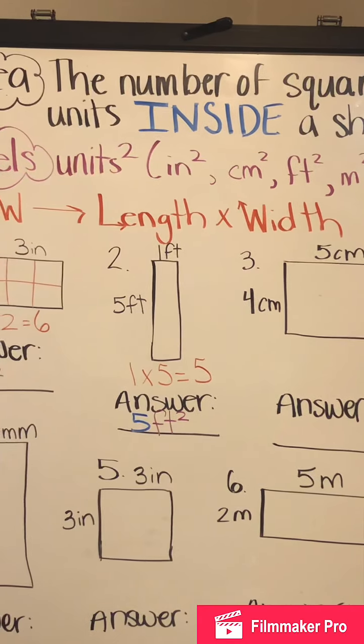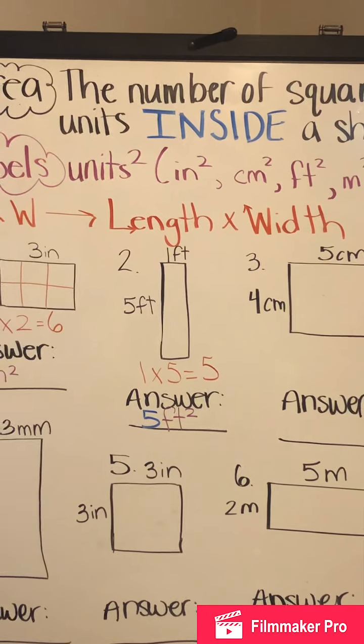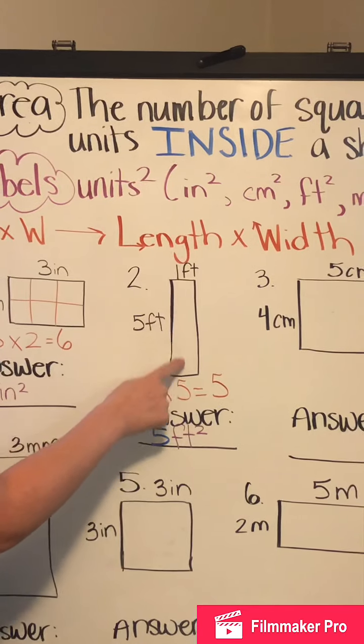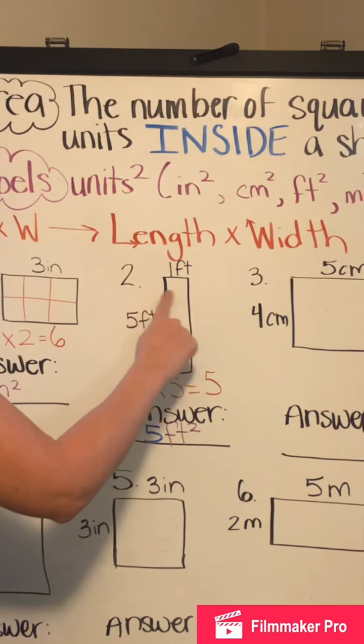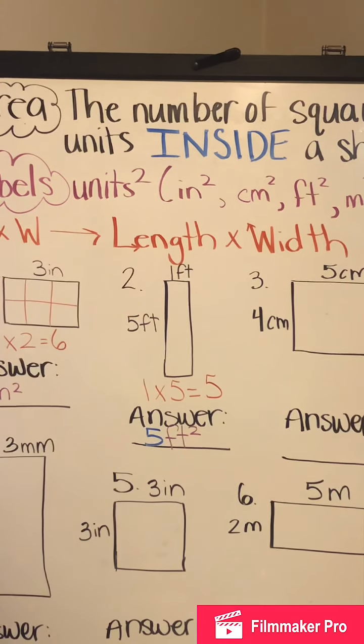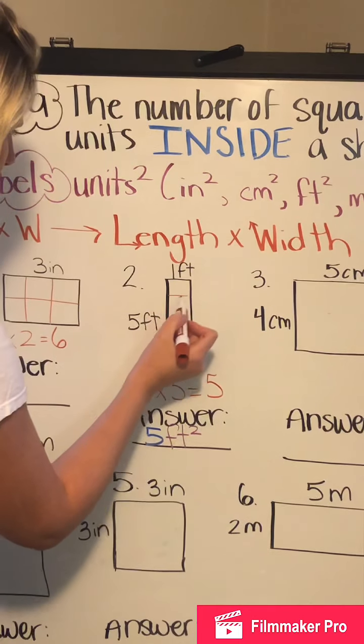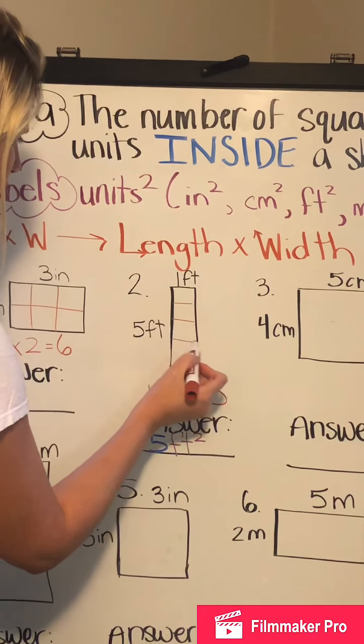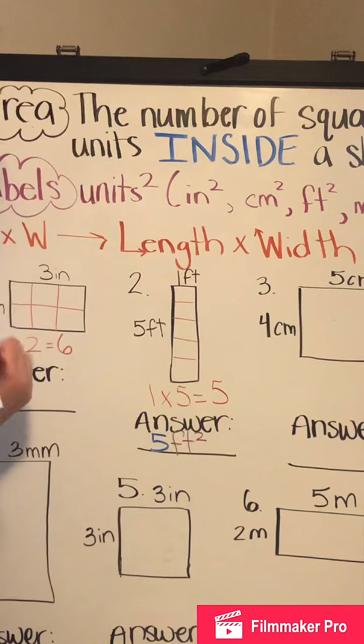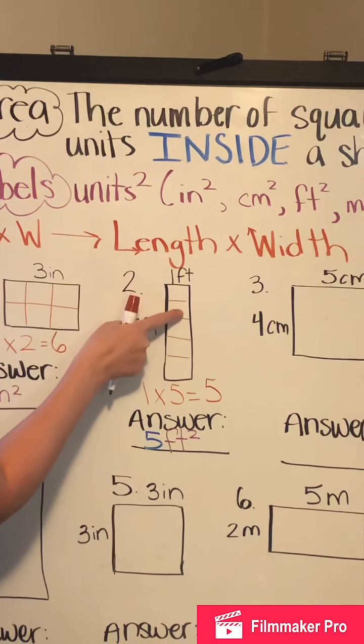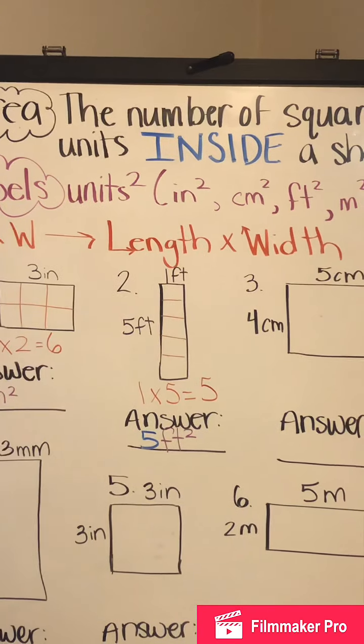Now I'm going to show you again how I got the 5. If there's only 1 column, it's telling me we have 5 rows. So I'm going to draw those in. 1, 2, 3, 4, 5. And I can count, 1, 2, 3, 4, 5.